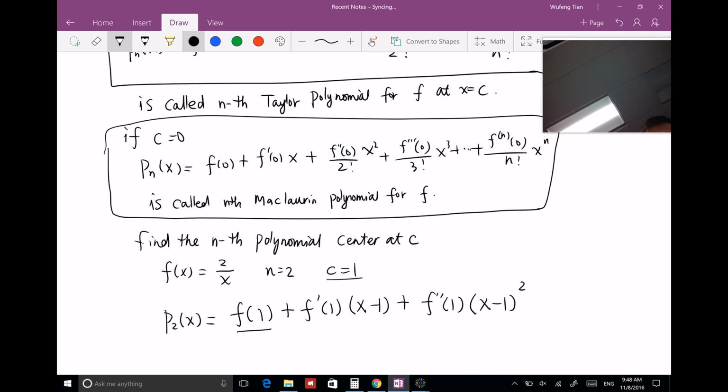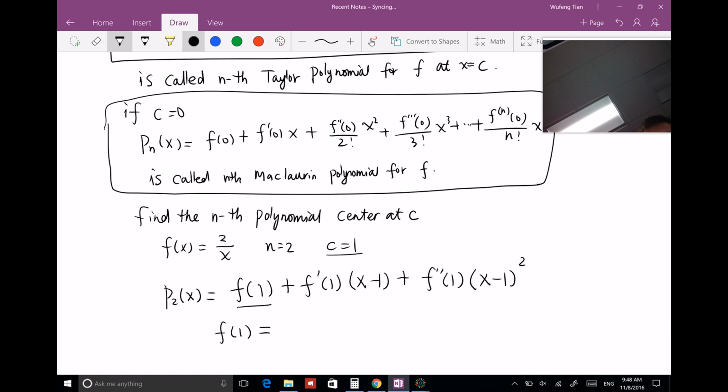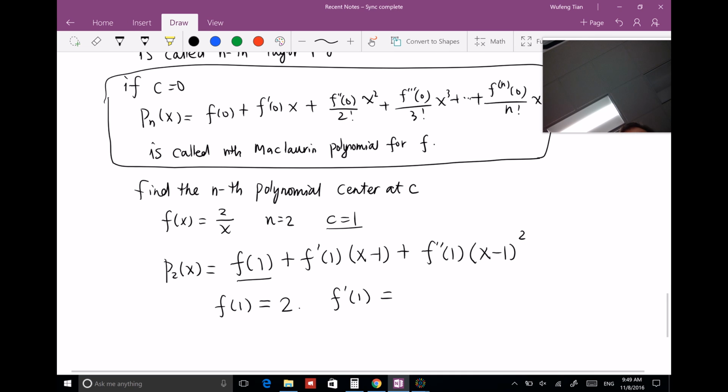Now, f(1) we can find. I'm going to call on a student here. Eric, could you please tell me what is f(1)? 2. Perfect. You just plug 1 in here. Now I'm going to call another student to tell me the first derivative, f prime of 1. I'll give you 5 seconds to work on it. Joshua, can you tell me what is f prime of 1? Negative 2. Very good.